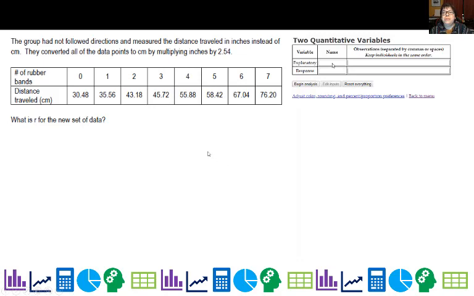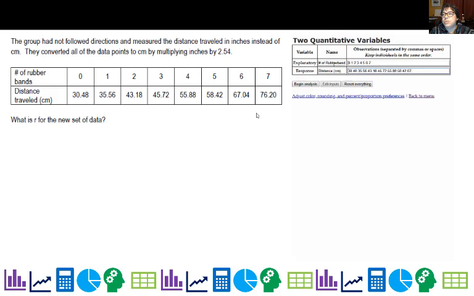So we also noticed the group didn't follow the directions. They were doing inches instead of centimeters. We converted all those inches to centimeters. And how does that affect the R for our new set of data that's now in centimeters? Well, if we go ahead and enter all the data points, so 0, 1 through 7 for rubber bands, and now we put in our centimeter data, is that really going to change the shape of the scatter plot? Well, hopefully you'll notice that it's just going to change the scale. It's going to look very similar to our first drawing.